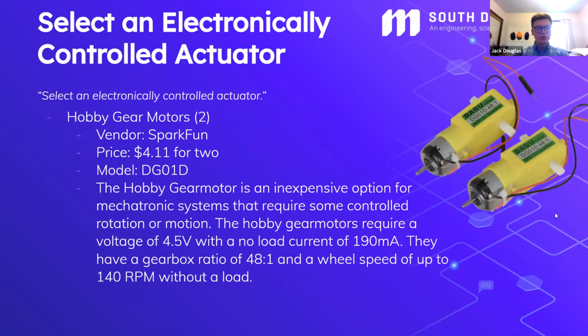To choose an actuator for our project, we went with the hobby gear motors that will power our robot. These can be purchased from SparkFun for about $4, and they're a very inexpensive option for getting our robot rolling. They require an input of 4.5 volts and 190 milliamps, and they can get a wheel speed of up to 140 RPM without load.